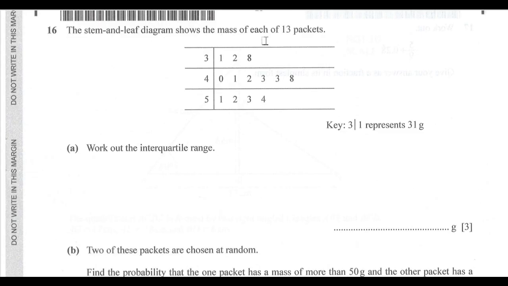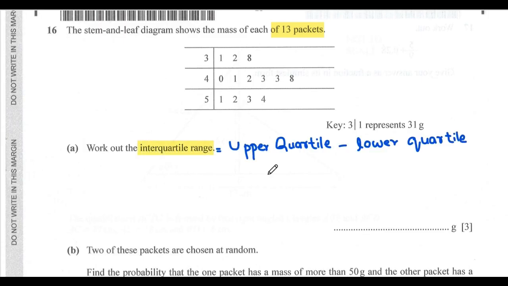Question number 16 says the stem and leaf diagram shows the mass of each of 13 packets. So here we have 13 packet masses. 1 represents 31. Work out the interquartile range. The formula for interquartile range is upper quartile minus lower quartile. The formula for upper quartile is 3 times n plus 1 over 4th term, and the formula for lower quartile is n plus 1 over 4th term.